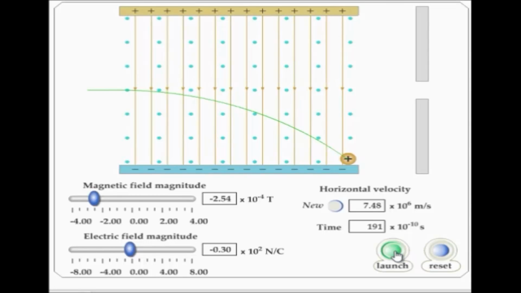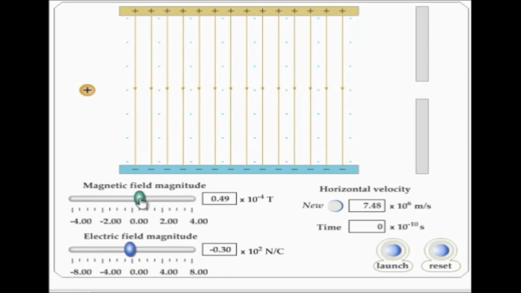And mass. So now we are going to consider the principle of the selector's work. First of all, we have to find the value of the magnetic field, which defines the value of velocity.